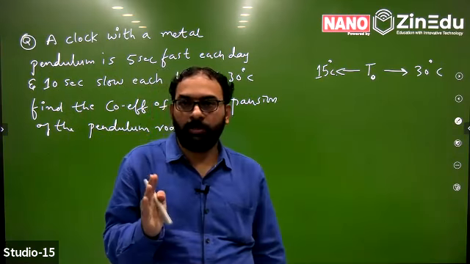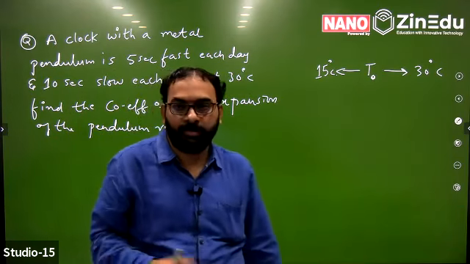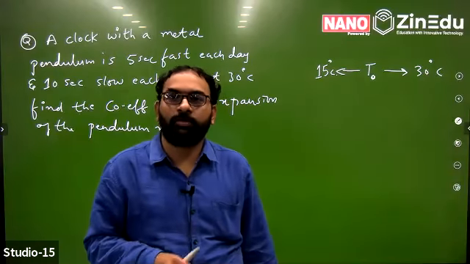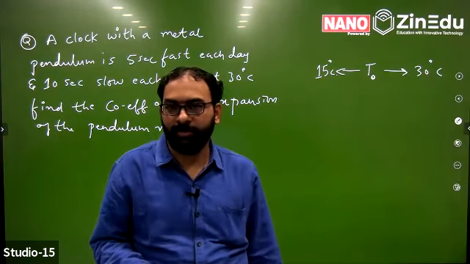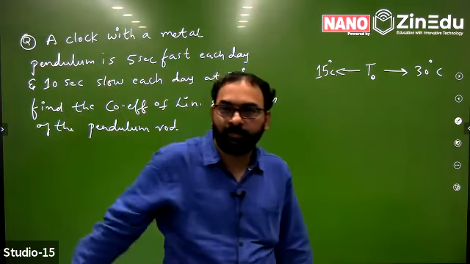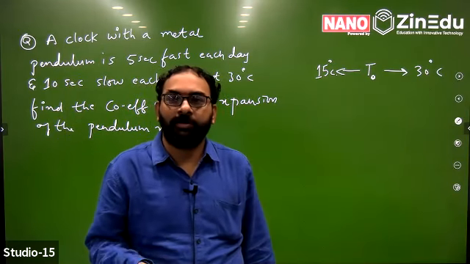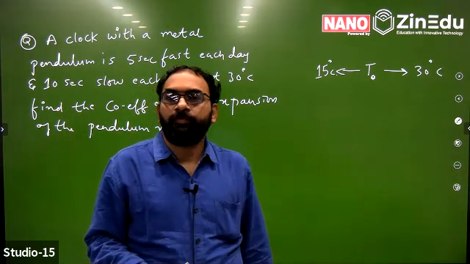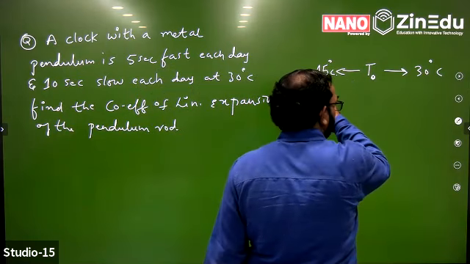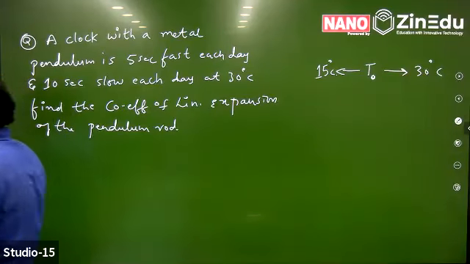When the temperature is lowered from T naught to 15 degrees Celsius, the rod length contracts. As the rod length contracts, what is going to happen? It will run fast. And from T naught, as the temperature is raised to 30 degrees Celsius, the rod length increases. As the length of the rod increases, the time period increases, and it will be slow. So the time shown will be fast, and the time shown will be slow. Two possibilities are there. This is the idea of the question.